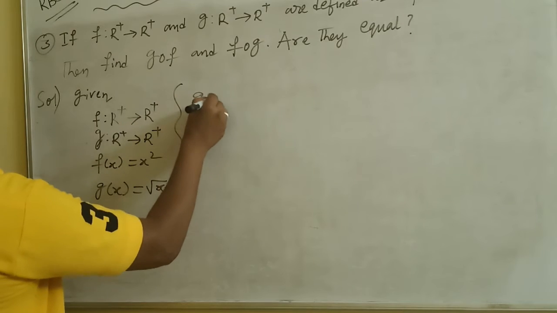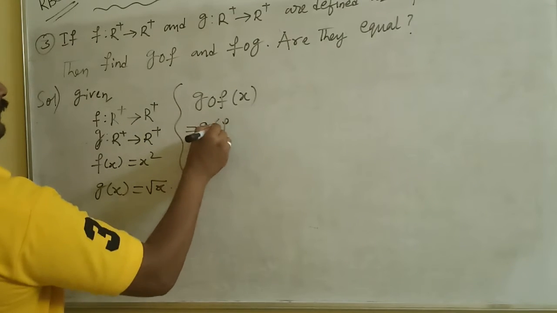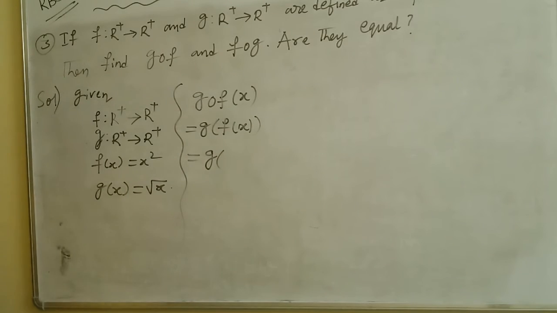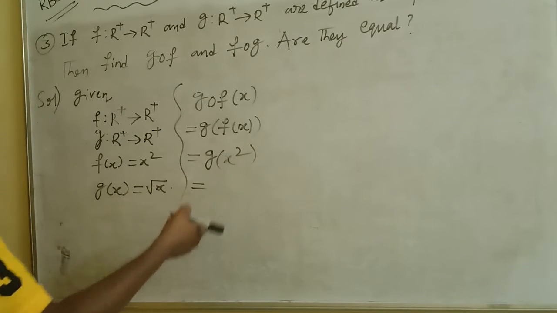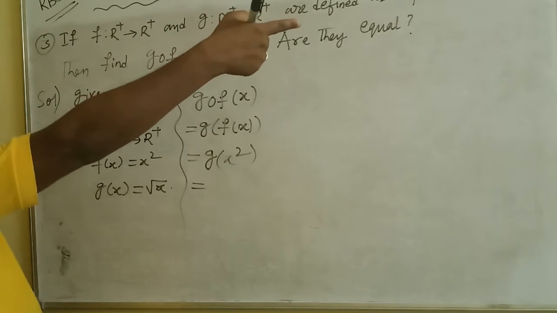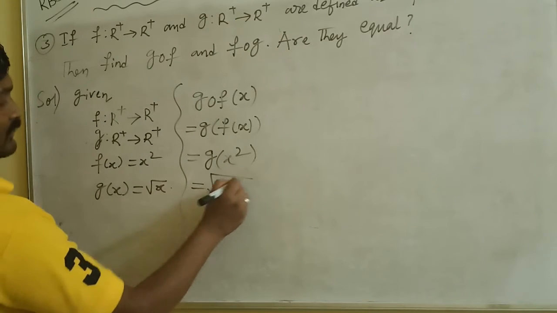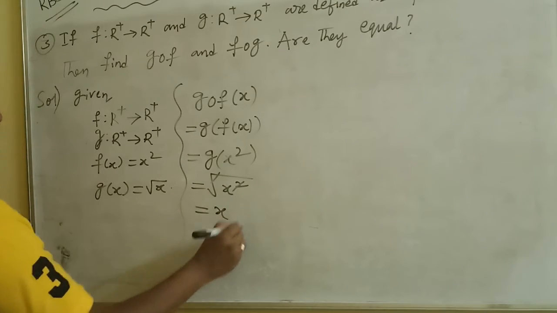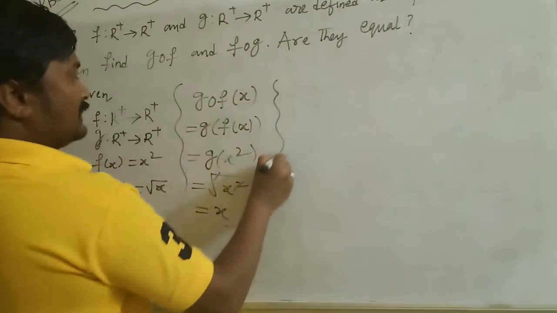So G circle F of x. So we can write G of F of x. So what is our F of x? Our F of x is nothing but x squared. Just write x squared. So now G of x square. G of x is nothing but root x. Wherever x is there, what do we need to substitute? x square. So now square root of x square. Root and square get cancelled, you get the answer as x. Give equation number 1.